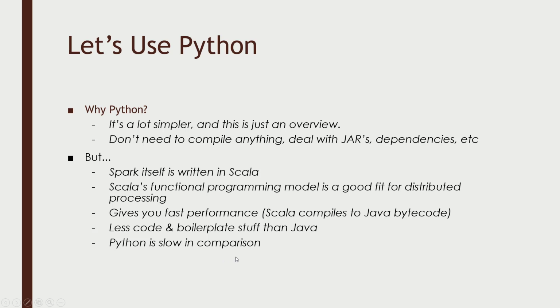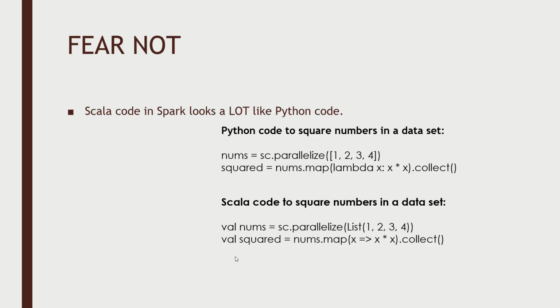Python is in fact a lot slower in comparison. If you were to run the same jobs in Spark on Python versus Scala, Scala will almost always be noticeably faster and use less resources, which means it's going to run more reliably on a cluster and require smaller clusters than you might need for the equivalent Python code. But again, Python, very easy to use, so we're going to stick with that for now. And the good news is that if you do move from Python to Scala later on, it looks very similar when you're dealing with Spark scripts.